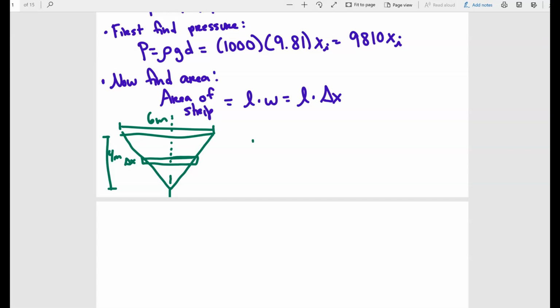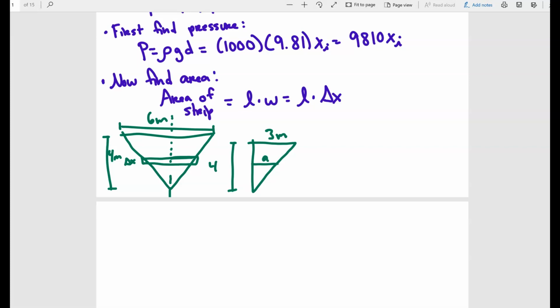So if I were to divide it by half, let's just say we divide it by half. Well, half of 6 is going to be 3. So here's 3 meters. Half of 4 is going to be, well, not half of 4. It's just going to be still 4, because we're dividing the height. And then here is going to be my little slit. We're going to call that A.